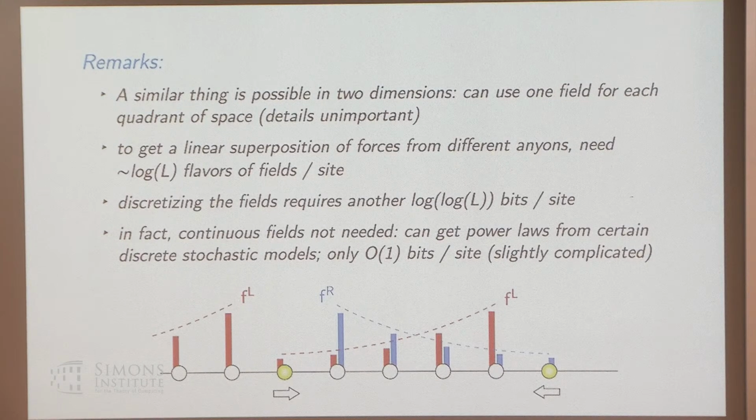Some engineering remarks about this that I need to make. You can come up with a message passing system that results in power law decay of interactions in 2 dimensions. You want things to be translation invariant and everything, so figuring out the details is a little bit annoying, but it can be done. If you want to get a linear superposition of forces from different anions, as you would get in Poisson's equation, where the force is a sum of the forces you feel from all other anions, you actually need a large number of flavors of messages because things are nonlinear, and you need, in fact, log L flavors of messages. Let me not get into the details unless people are curious.